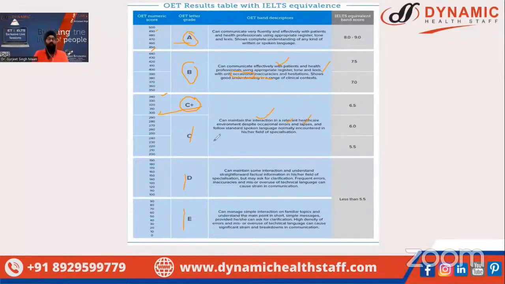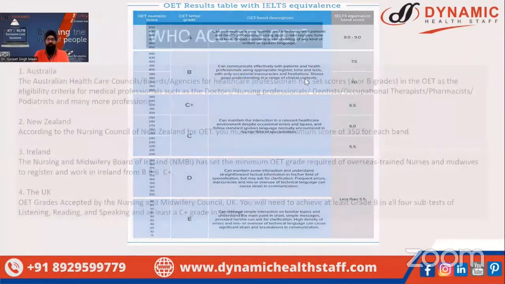Okay, so that particular candidate will be getting C or C plus. Now, this is the basic requirement that is required to have good communication and a good score in OET.